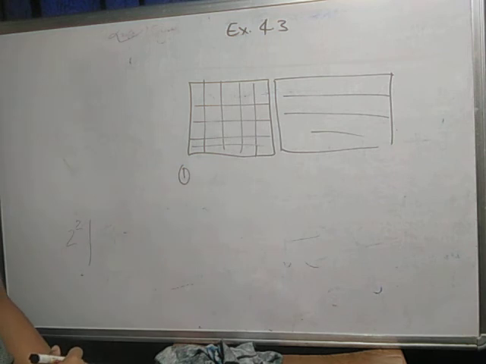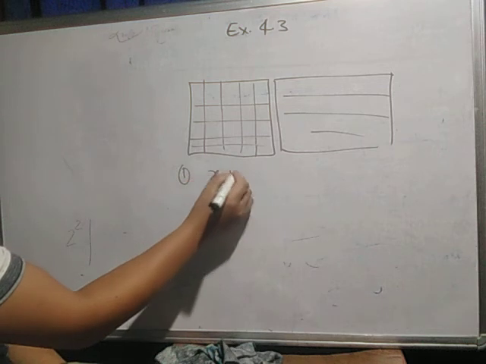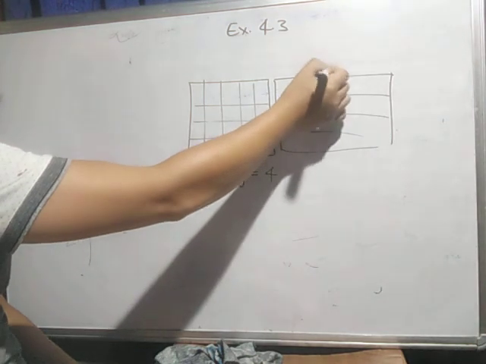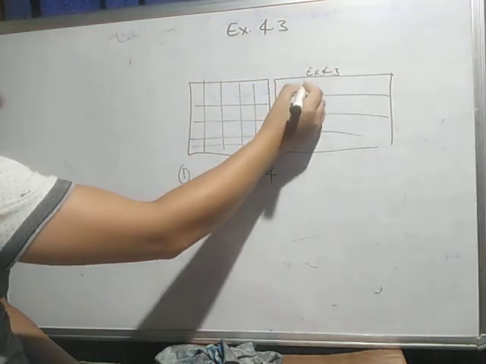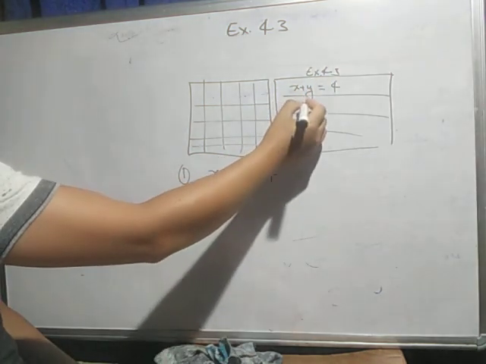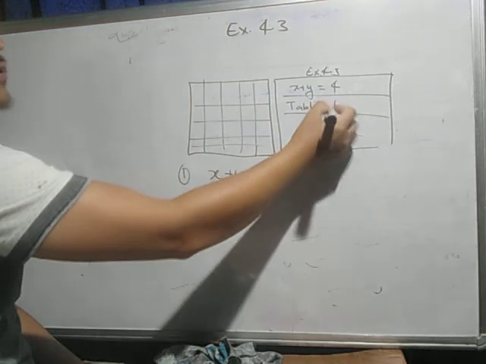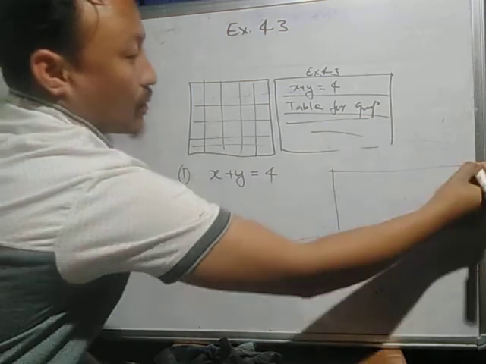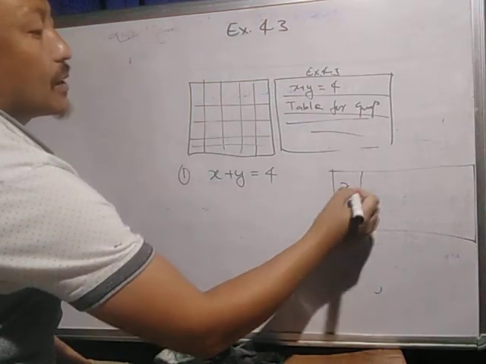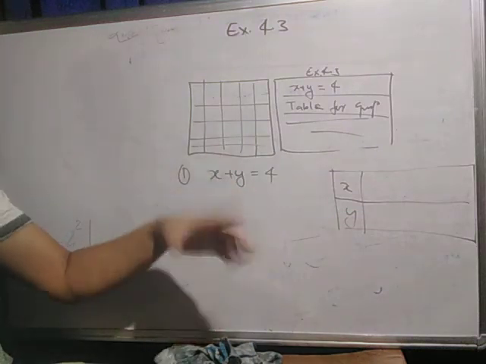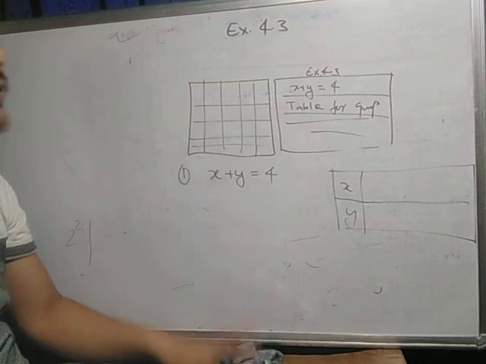Question number 1 says to draw the graph of each of the following linear equations in two variables. So let's take x plus y equals to 4. Then we will make a table for the graph, with x and y. To draw the graph of this equation you need at least 3 points.